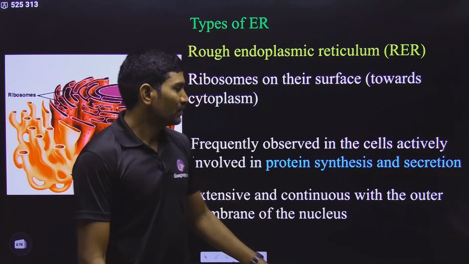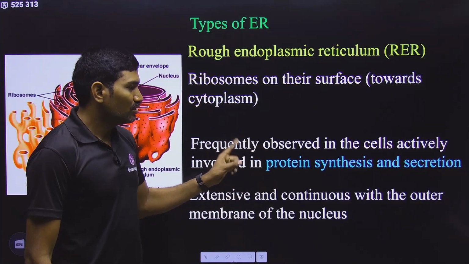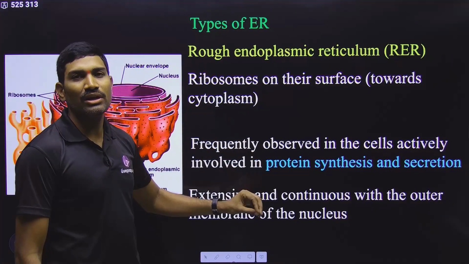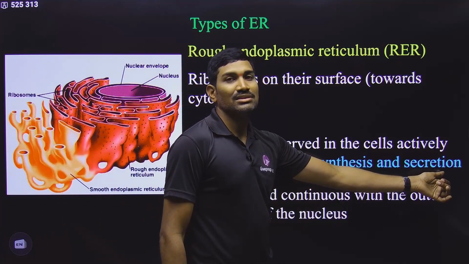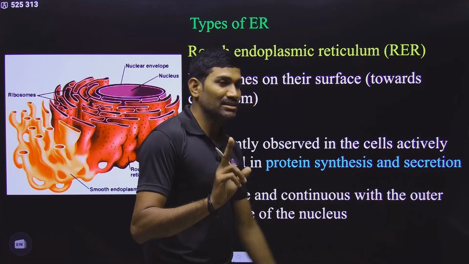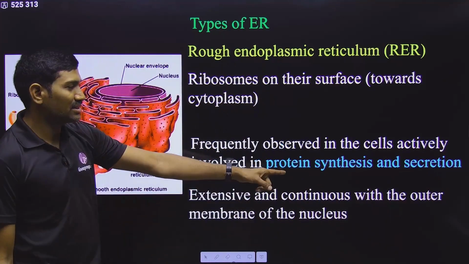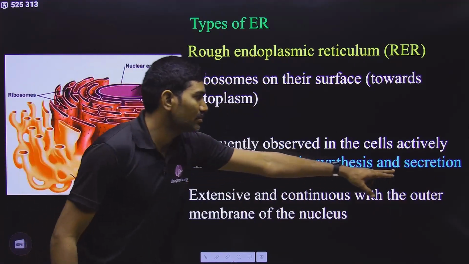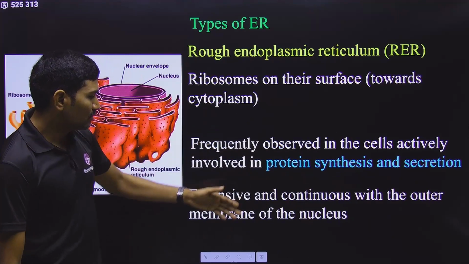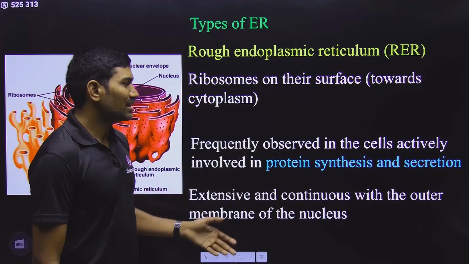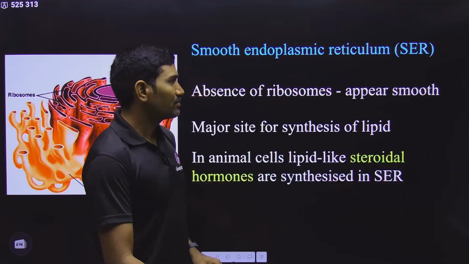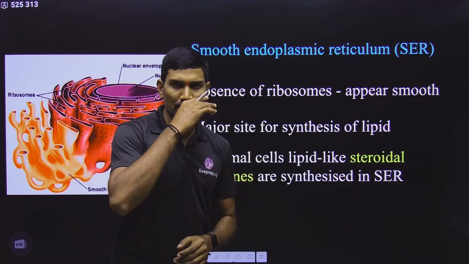So this endoplasmic reticulum is more actively present in the cells that are involved in protein synthesis and secretion. The word secretion is very important for examination. There is a huge concept behind this single word. It is extensive and continuous with the outer membrane of the nucleus. Clear? Next one is regarding smooth endoplasmic reticulum.